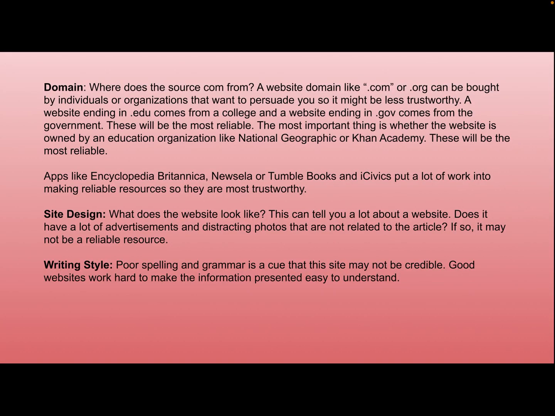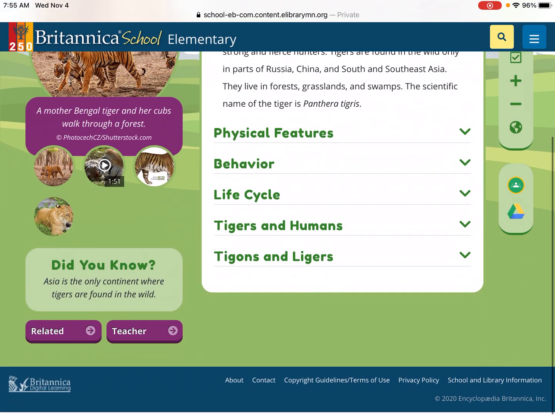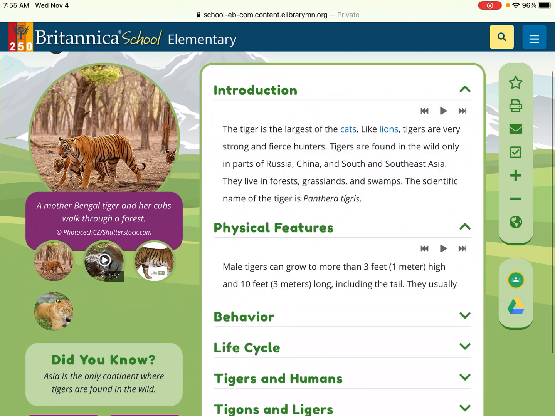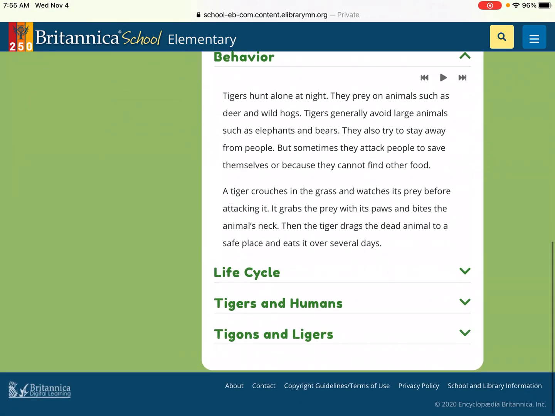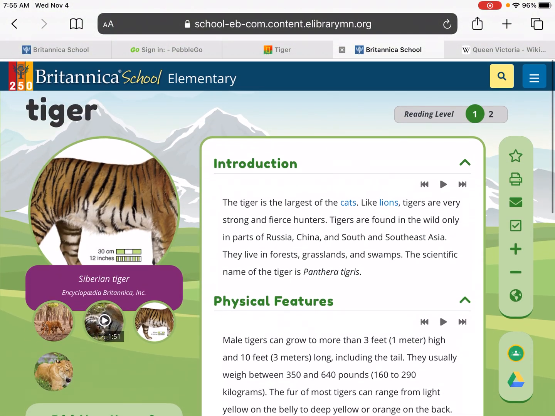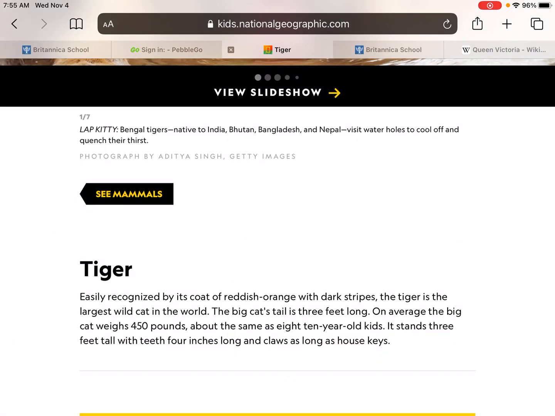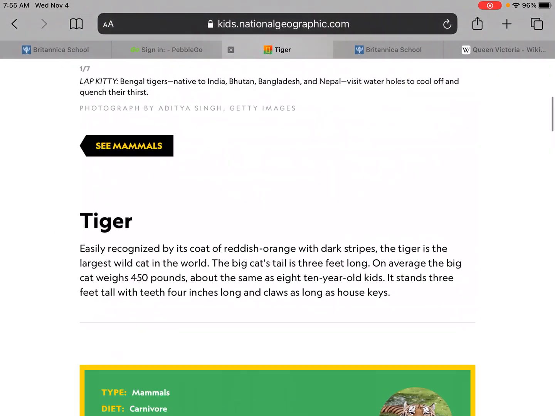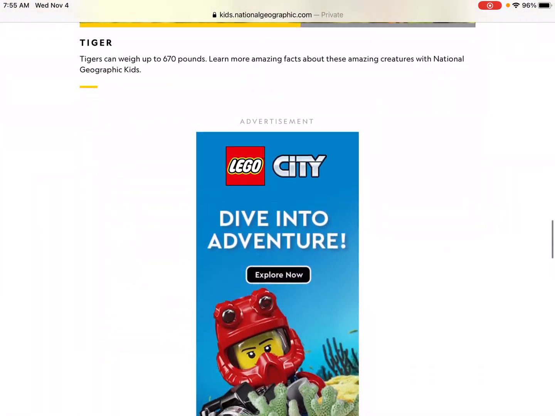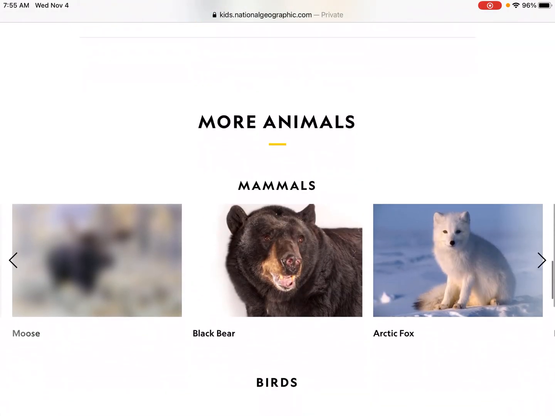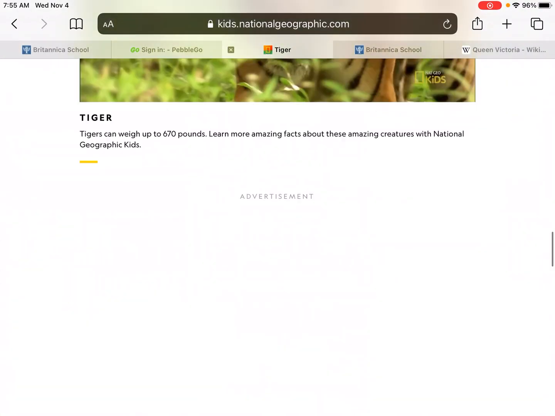The site design: what does the website look like? You will notice if I look at this Britannica app, there are no advertisements, and it is very well organized. It's very easy to read, and that tells me that Britannica is very trustworthy. If I look at National Geographic, also very trustworthy because there's not a lot of distracting pictures, just really beautiful pictures. There's one advertisement about Lego. So Britannica might be better than National Geographic, but this is still a good website.